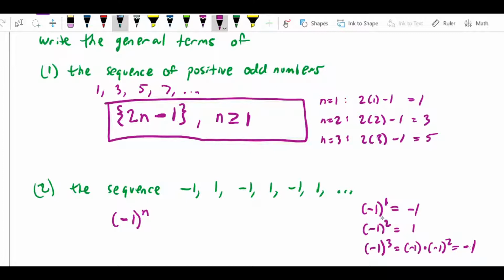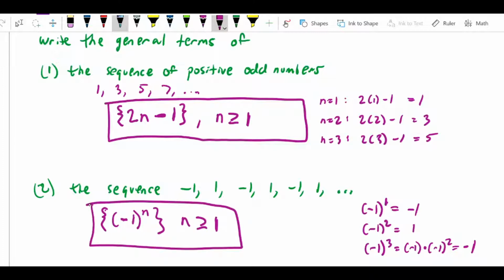Hopefully you get the idea that this expression, negative 1 raised to the nth power, is going to be negative 1 if n is odd, and positive 1 if n is even. So this is a good definition of that sequence. Oh, but I also have to say where it begins. I'm going to say it begins at 1 again. Note that if I started it at 0, negative 1 to the 0 is positive 1. So if I instead wanted the sequence 1, negative 1, 1, negative 1, etc., I could use the exact same definition and simply start it at n equals 0.